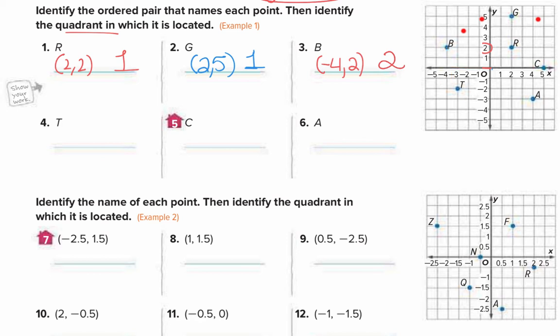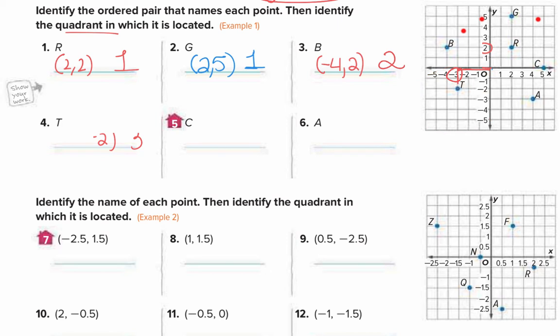Number 4 is letter T. So I have to go to the left until -3 and then down until -2. So my ordered pair is (-3, -2), and that's quadrant 3. So this section is quadrant 3.